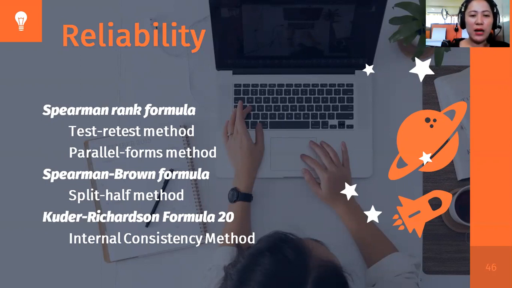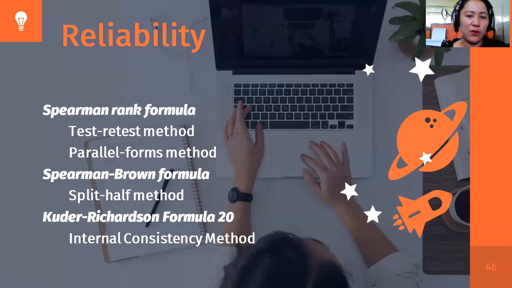So what's the difference among these methods? So the test-retest method is just simple. You have one group of respondents and you have also one set of questionnaires. So you will administer your test to your respondents, and then after a while or after a week, you will also administer the same test to the same respondents. And then you will compare the first score and then the second score. That's test-retest method.